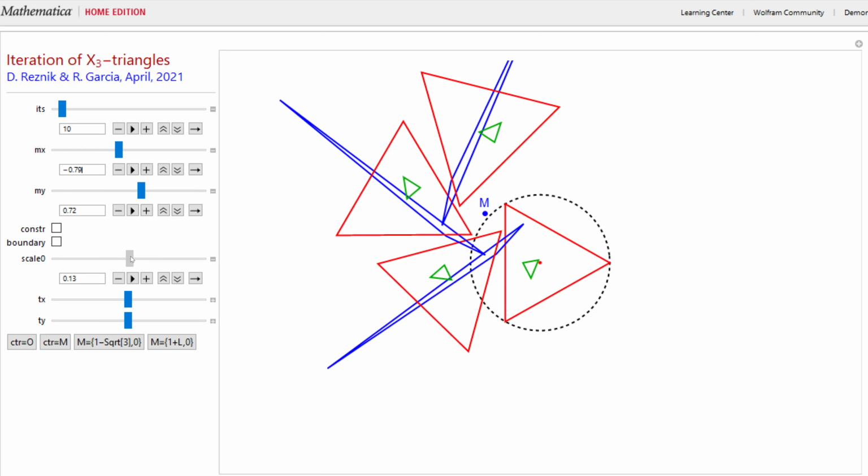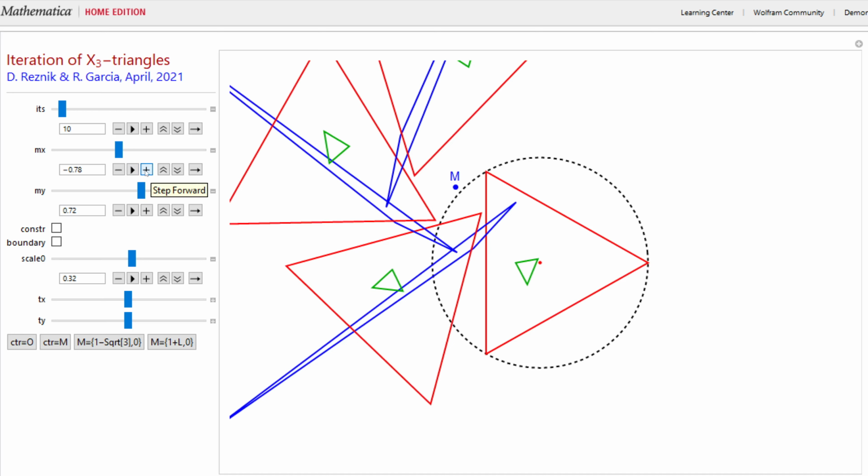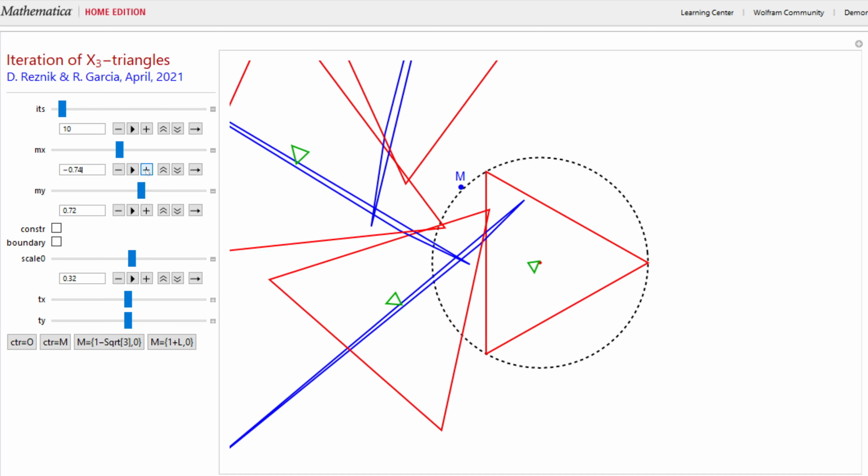Let's scale this up. So I start with my red triangle. I have my first generation that wants to become point-like at this original centroid. Then I have my second generation. And you can notice here that M is a little bit away from the circumcircle. Let's make it go a little closer. Okay? So my first generation is a very small triangle.